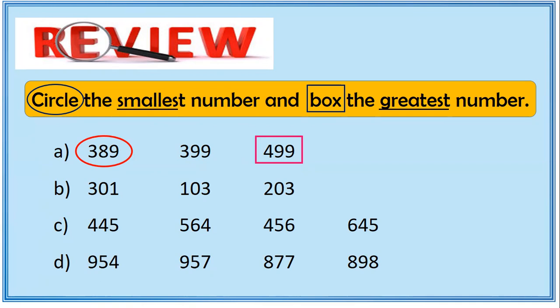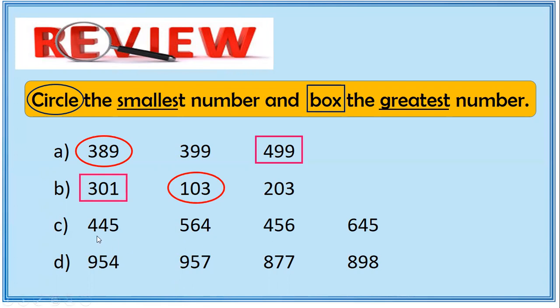Very good. Next, letter B. Among these numbers, which is the smallest? And which is the greatest? That's right. Letter C.